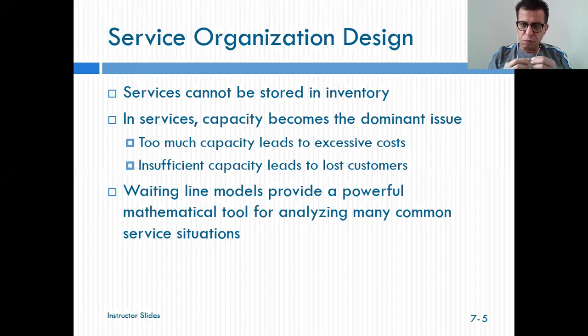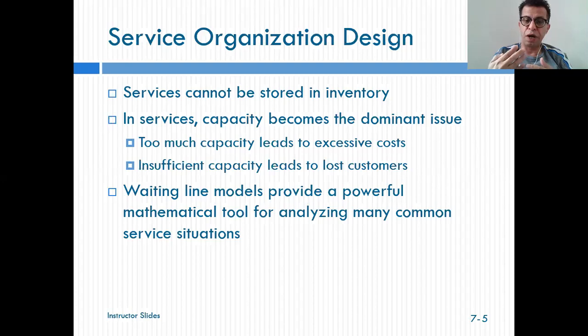So the capacity becomes more crucial. You don't have inventories, and if you have 10 service providers and one person coming in, then you might face a problem. And if you have one person providing the service and 10 people come in to get the service, you also might face a problem. Too much capacity leads to excessive cost. Insufficient capacity leads to customer loss. So you need to balance these two together: enough capacity, enough manpower to provide the service for enough customers.